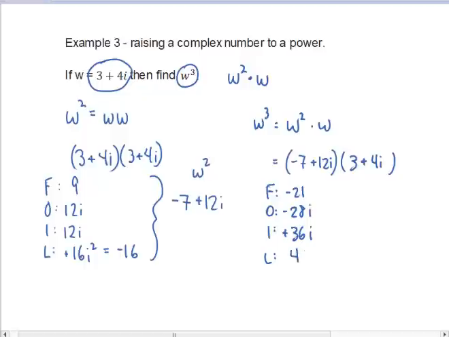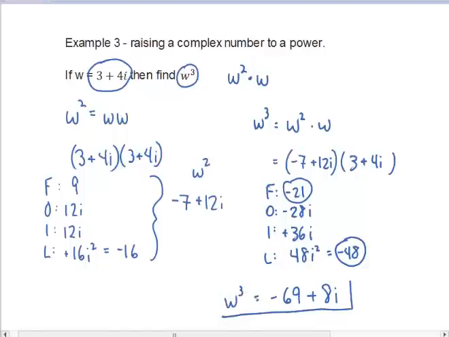48i squared. Now remember, I said when you see i squared, you want to switch 48i squared to -48, and now you can combine all your terms. So now I've got -69 for my real part, plus positive 8i for my imaginary part, and this would be what w cubed is equal to in standard form.